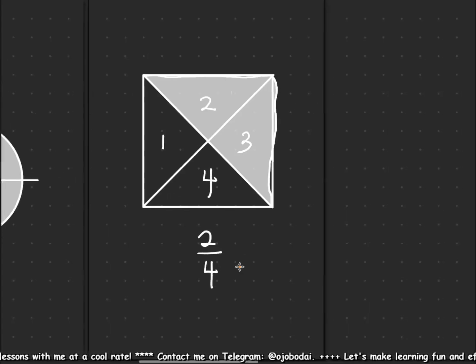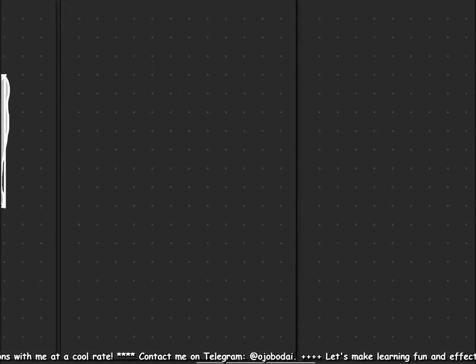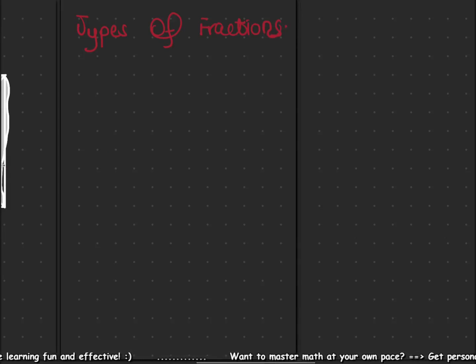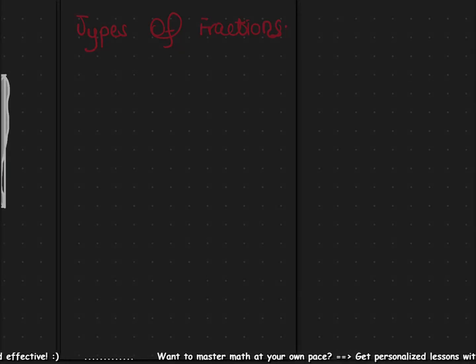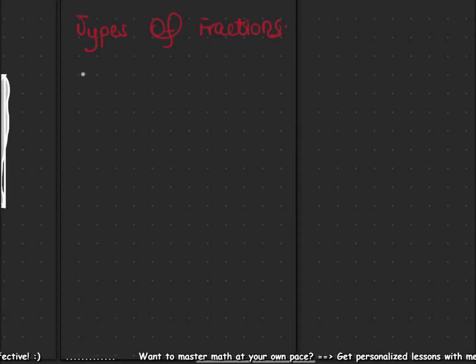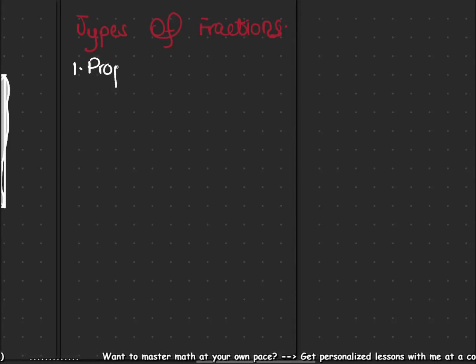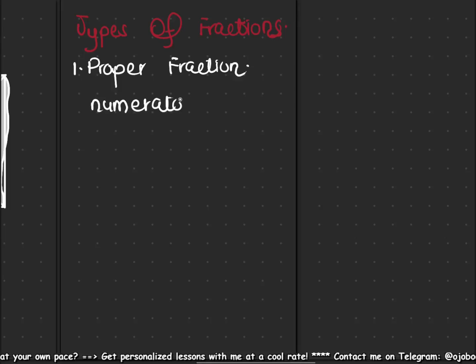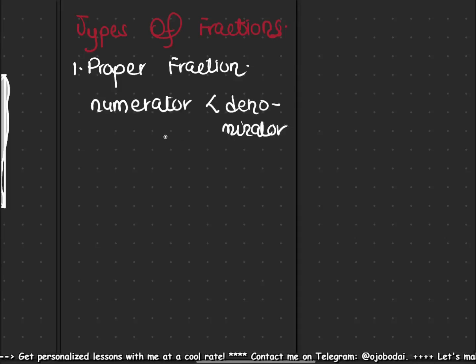So now that we have grasped the concept of fractions and how they are represented, let's look at the types of fractions we have. The types of fractions we'll be considering here, we'll just consider 3. The first one we are going to consider here is what we call a proper fraction. So 1, we have a proper fraction. That is for proper fractions.